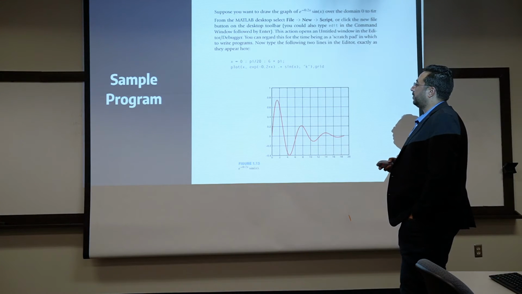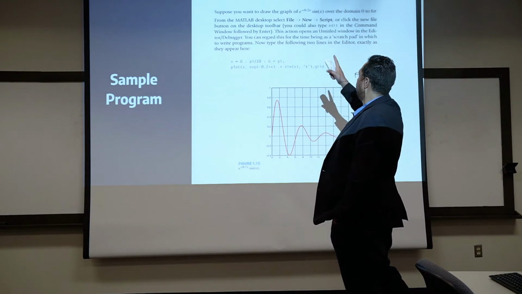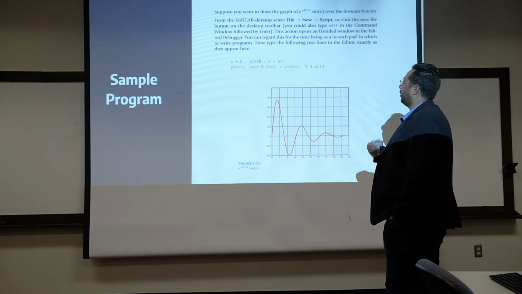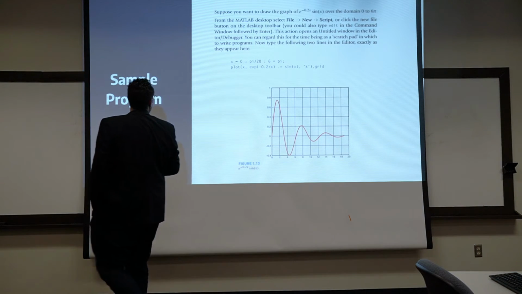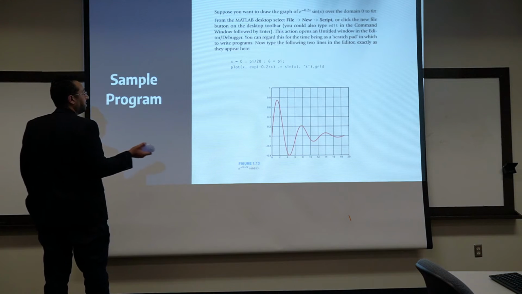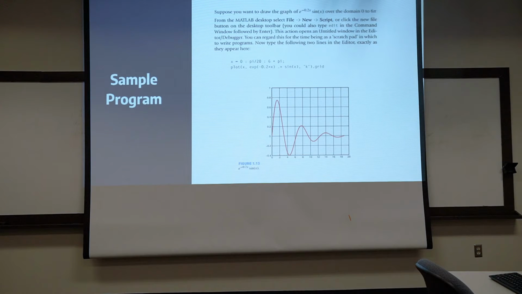Now let's go back to the graphs. Let's do a sample program together in the editor. So go to File, New, Script, so that you can see the editor and start to write this code. X equals 0 to pi over 20. Make sure you clear and clc before you do that, because maybe you changed the value of pi before. Plot x, comma, exponential of minus 0.2x, and multiply it by sine x, with a grid. What you're trying to do is plot the graph of this function.